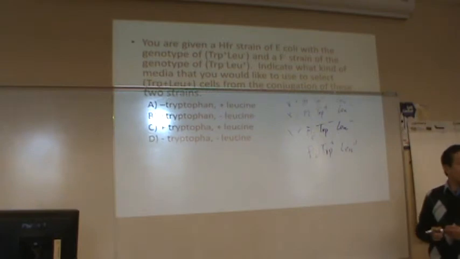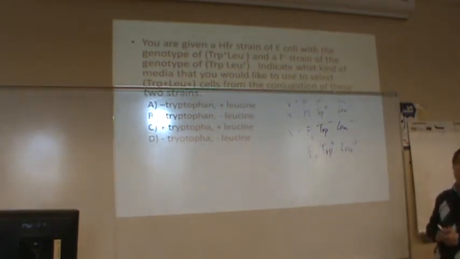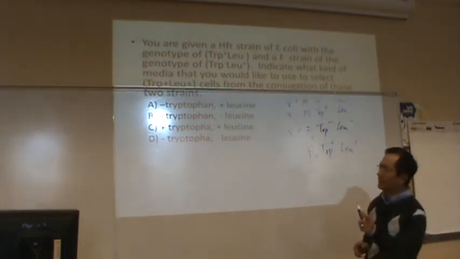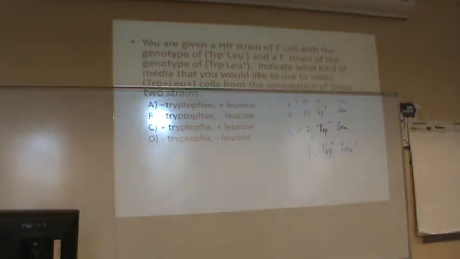You select for that one if you want. If you select for tryptophan plus and leucine plus, like you're going to do, you see? First question. Okay, say it again. Like for this question, if that's what you want to select for, then you will choose C. I want to select for the S1A, tryptophan minus and leucine minus. Also, for this question, if you want to select for positive, then you'll choose D.